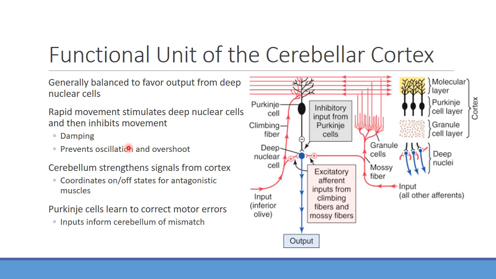The other thing you'll find with these Purkinje cells is that they actually learn to correct motor errors. If we're doing something incorrectly, you find increased inputs that inform the cerebellum of this mismatch. Basically, they'll detect, hey, things aren't working correctly. And you may find an increased activation of those Purkinje cells to inhibit that movement, right? As you start to learn the movement and get better at it, you'd actually find less of this inhibitory effect from the Purkinje cells. So that can be very useful for things like muscle memory and learning how to do a process over time.